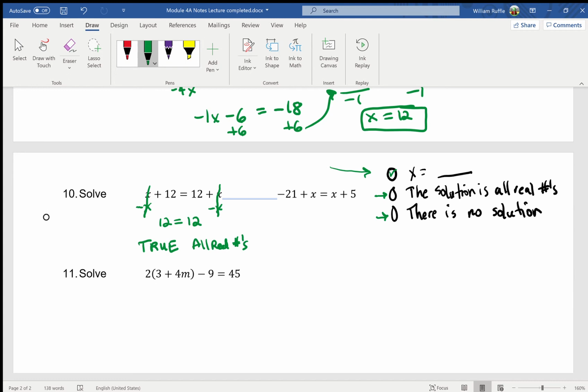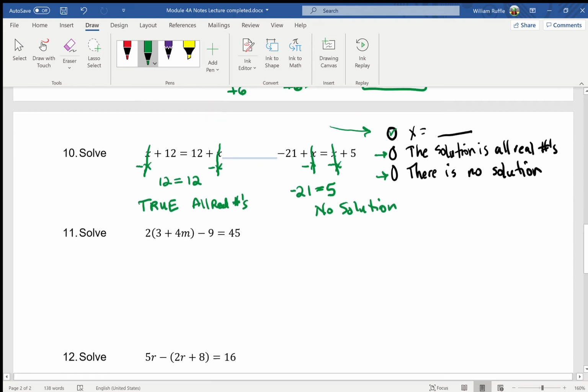On this side here, when I take away x from each side, again, all the x's go away, so I'm left with negative 21 equals 5. Now, negative 21 can never equal 5, and this is one no solution. They love to throw in these questions, and please be careful on that. If it's a true statement, 12 equals 12, everything is right, so all real numbers works. If you get negative 21 equals 5, that will never happen, and that's why there's no solution.